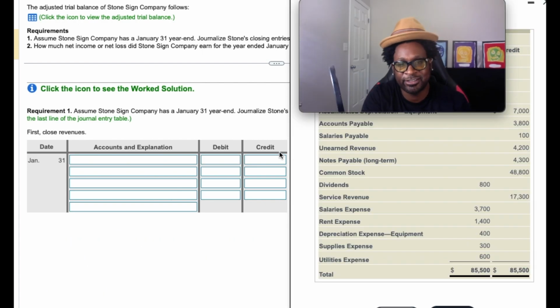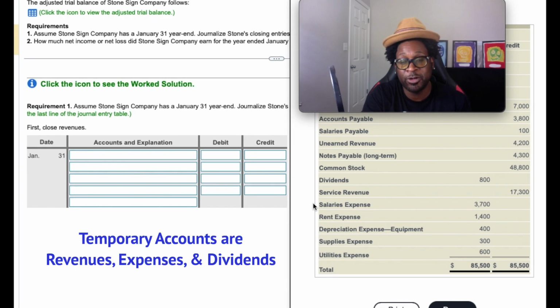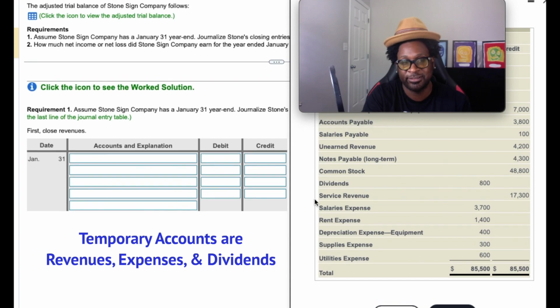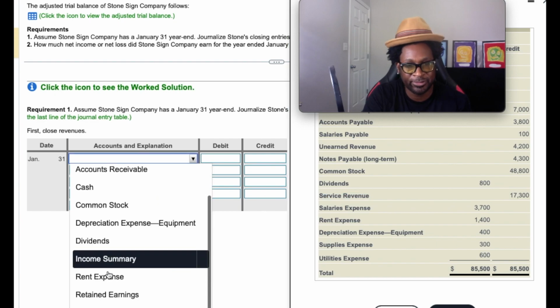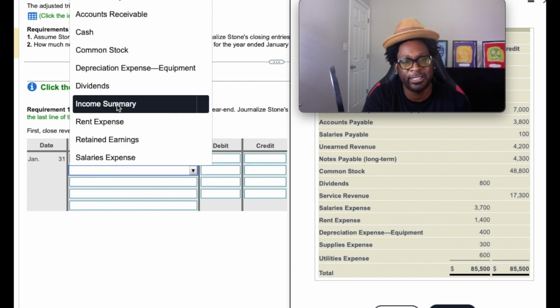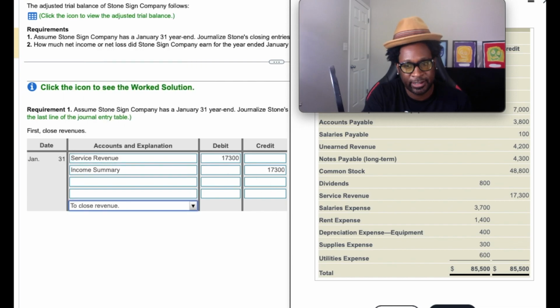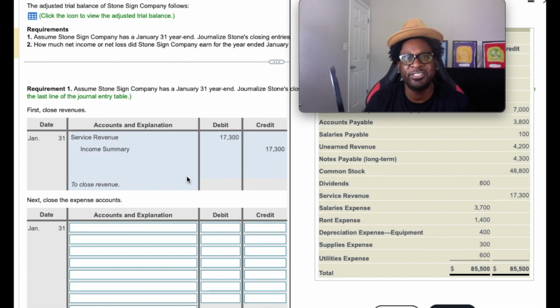So if we take a look at our trusty trial balance, we are only concerned with the temporary accounts, and we know that our temporary accounts are revenues, expenses, and dividends. So our first step is going to be to close out our service revenue, and we see that we have a service revenue amount of $17,300. So we're going to debit service revenue for $17,300, and we are going to credit income summary. We're going to check our answer. Well done, gang.